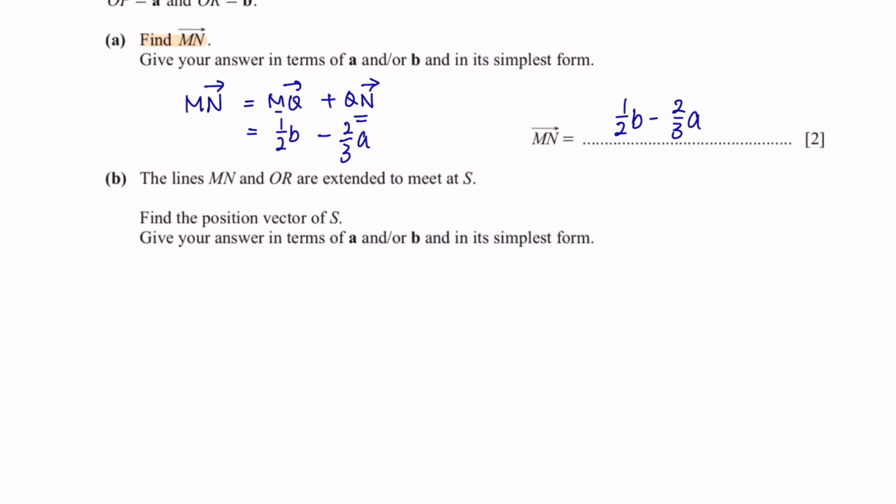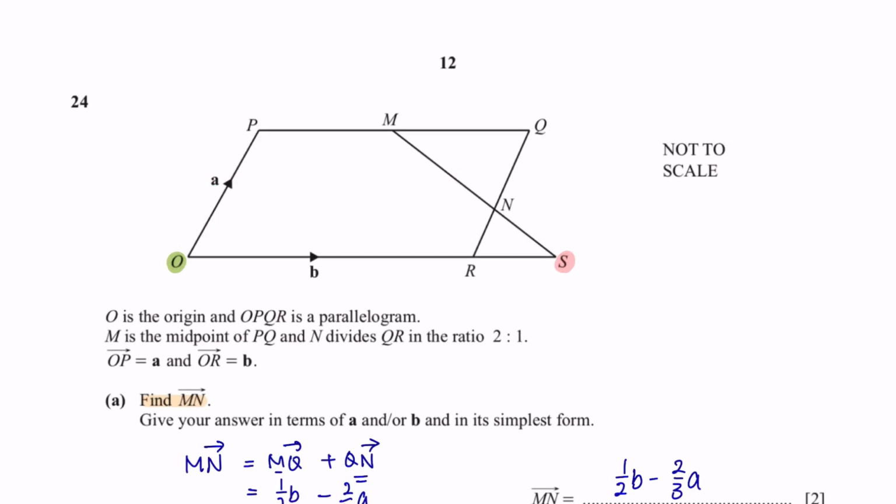Next, question B. The lines MN and OR are extended to meet at S. We are asked to find the position vector of S. So we're looking to find the vector of O to S. To find vector O to S, we can go O to R and then R to S. Since we already know the vector O to R, we can just write the value here, B. And now we just need to find what is the vector of R to S.